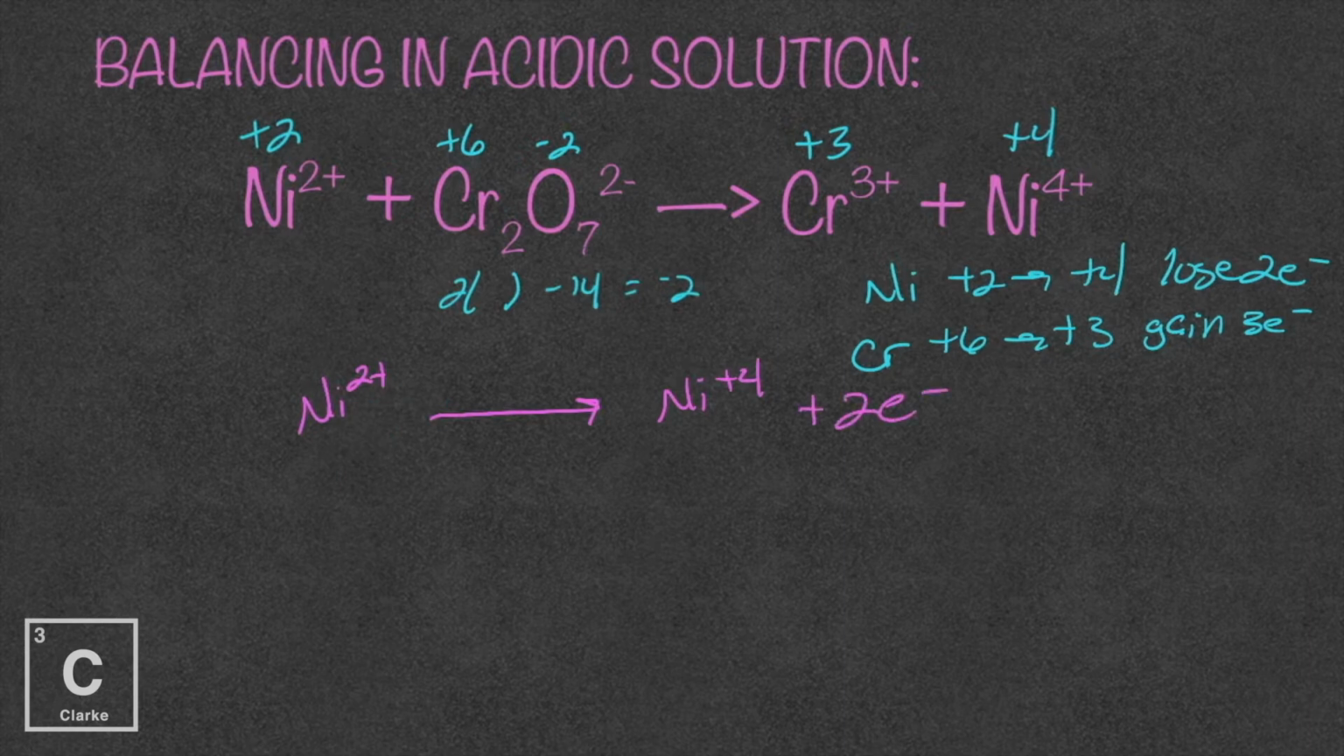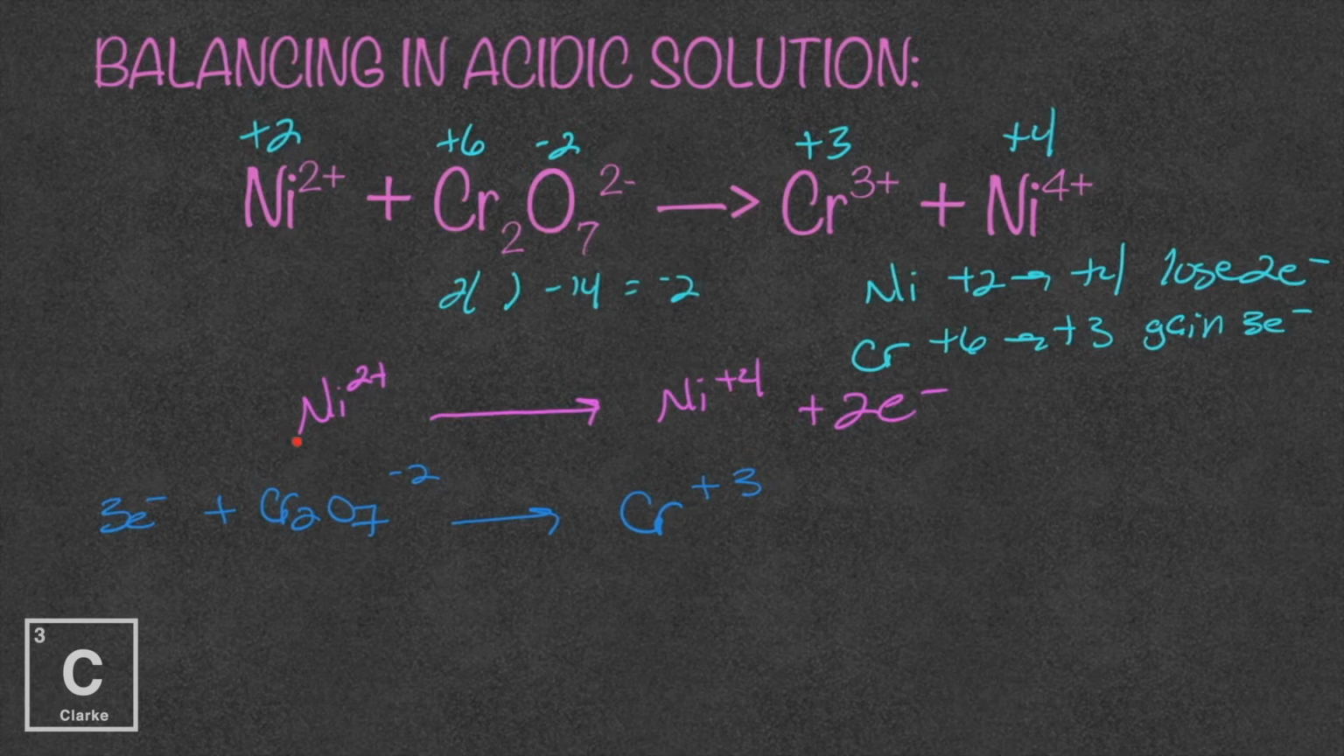Okay, let's do our other half. I'm going to change colors for the other half. We've got chromium, Cr2O7, dichromate. I apologize. And we've got the ion for chromium. And we gained 3 electrons. So let's write that. Remember, half reaction, balance by amount.